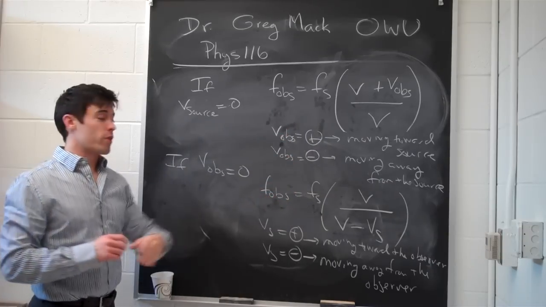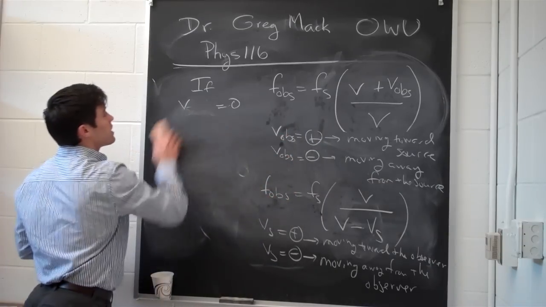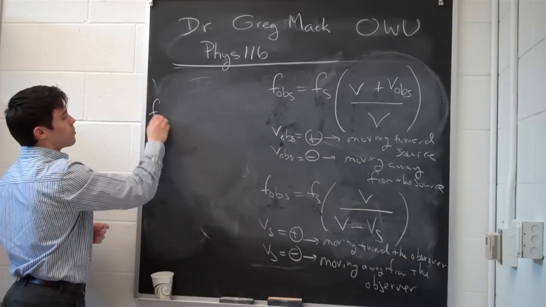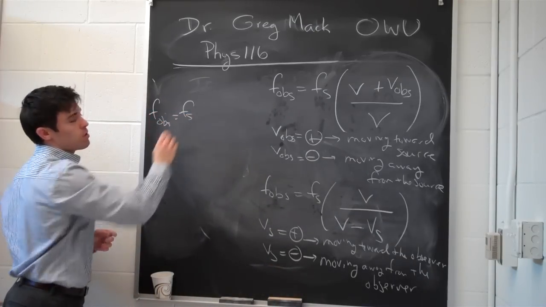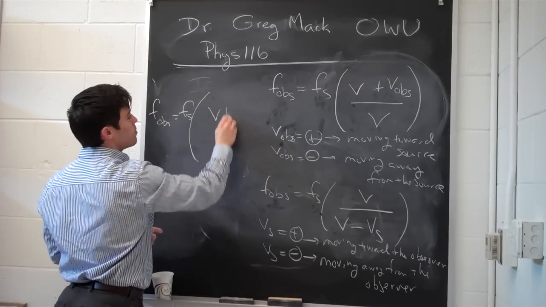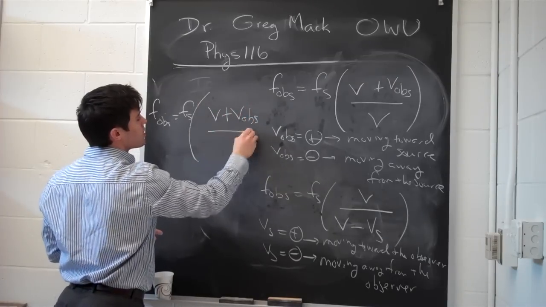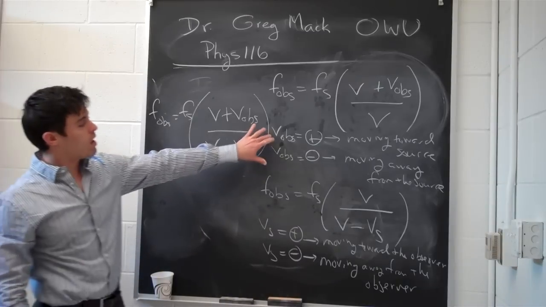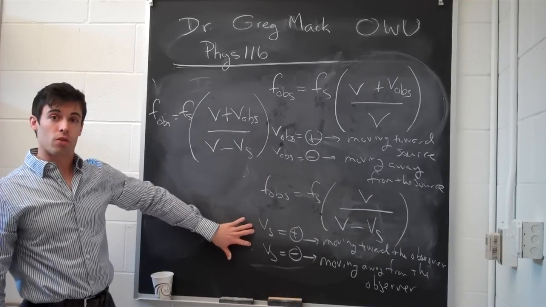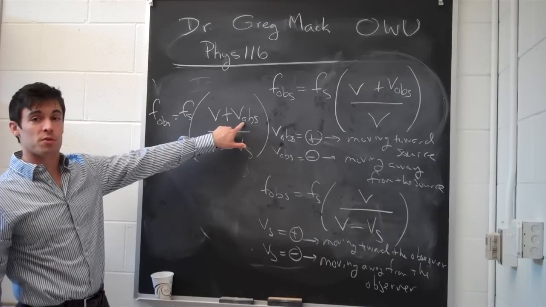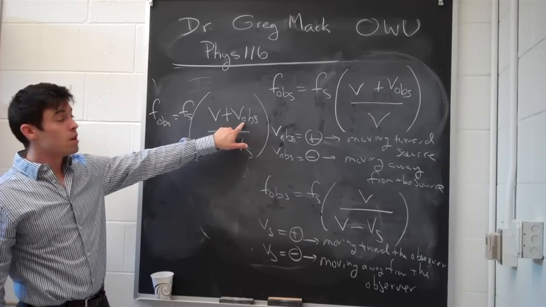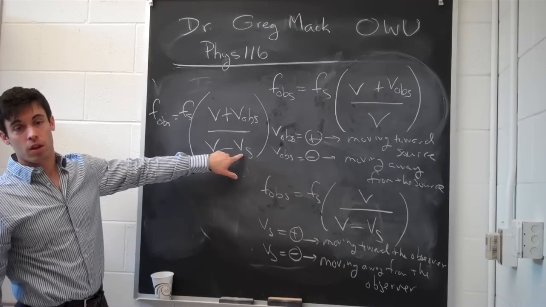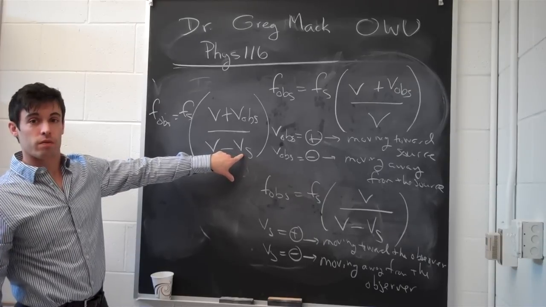Okay. So this situation where you have the source not moving, and this situation where you have the observer not moving, you can indeed put those together in a general equation, which says that the observed frequency is equal to the source frequency times V plus V observer divided by V minus V source. And then you use the same conventions that I mentioned here: you put in a positive number for the V observer if it's moving towards the source, you put in a positive number for the V source if it's moving towards the observer, and vice versa for the negatives. Okay?